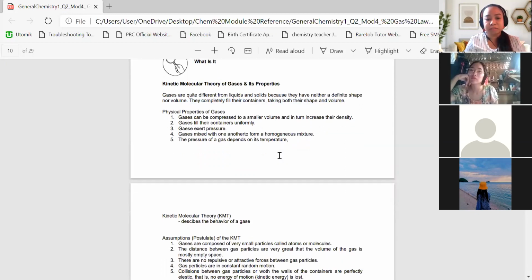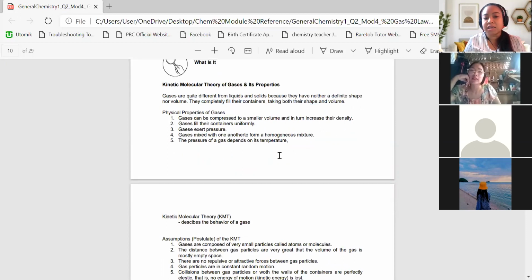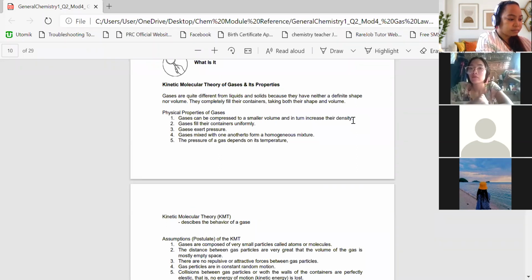So, what are the physical properties of gases? Gases can be compressed to a smaller volume and in turn increase their density. Why can we compress them? Any idea? Gas can be compressed to a smaller volume. Why does gas compress into a smaller volume? Can we compress a solid? Why, Aljon, can we not compress the solid? Because it is solid, ma'am. Why?